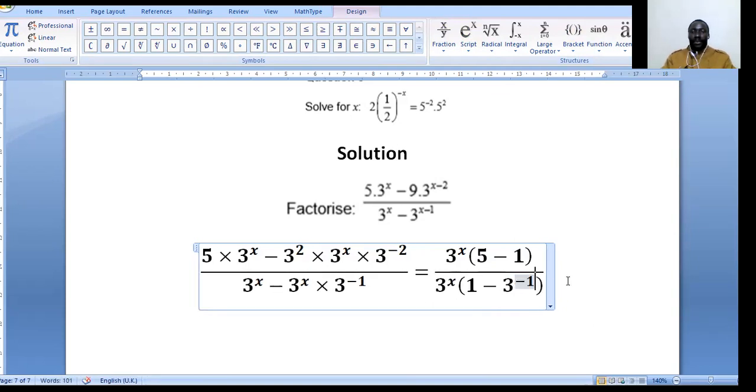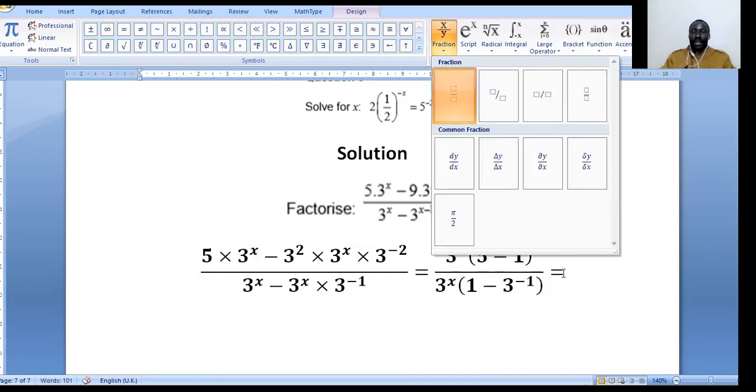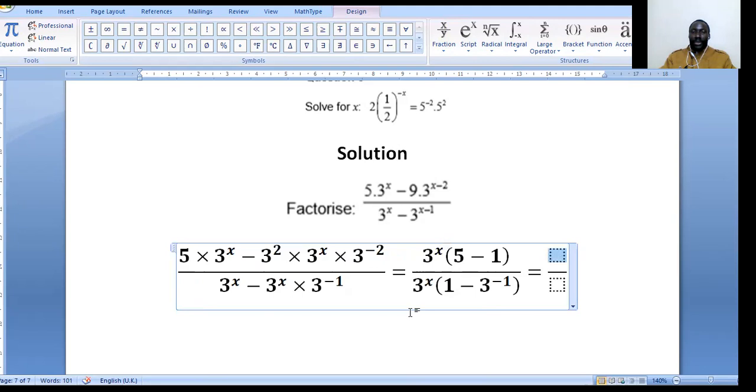So what will this lead us to? This is going to cancel out, and we are going to be left with the 5 minus 1, which is 4. This will cancel out, and up here we are left with the 4. Down here we are left with 1 minus 3 exponent minus 1. That's the same as 1 minus a third. So what's 1 minus a third?